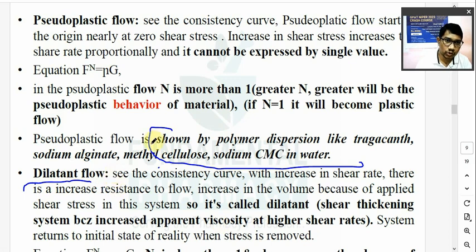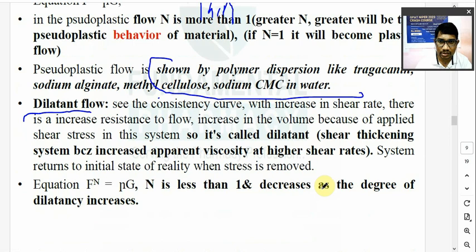So pseudoplastic flow is known as shear thinning system because if you apply stress in pseudoplastic flow, there is a decrease in the viscosity or a decrease in the volume. That's why the material showing pseudoplastic flow is known as a shear thinning system. Shear thinning system बोलते हैं इनको. And material showing dilatant flow is known as a shear thickening system. Dilatant system में क्या होता है कि if you apply stress, there is an increase in the volume as well as viscosity of the material. That's why it is known as shear thickening system.